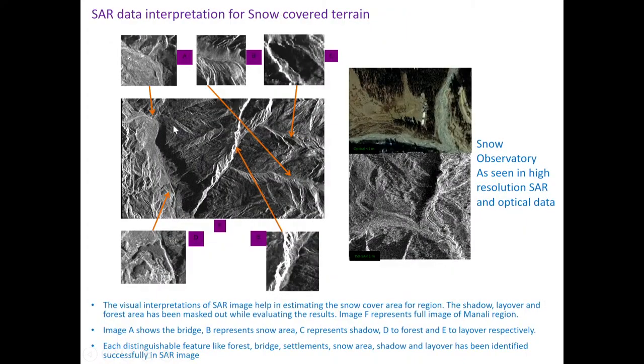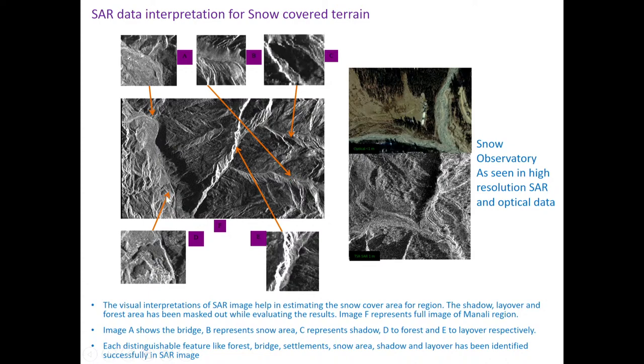So how do we interpret the SAR data? You can see here there is a sudden change in the backscatter. This is one of the bridges present here. Here you can see some smooth area. This is the snow cover area. This is the shadow region. This is the layover, so you can see how layover appears in the SAR data. The bright pixels are the layover.